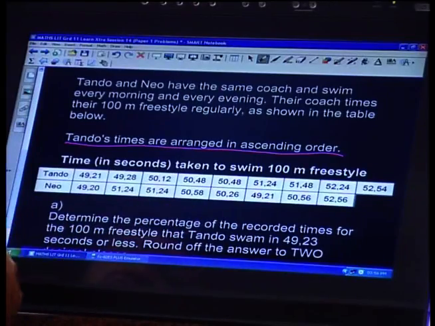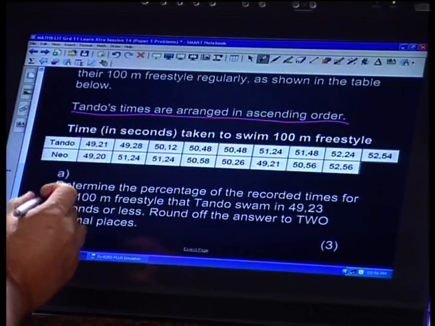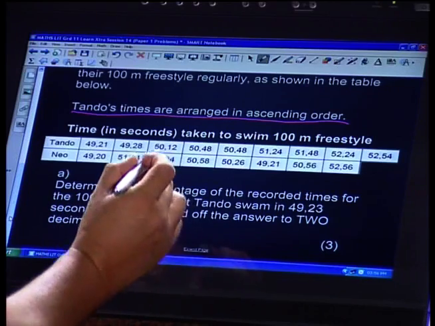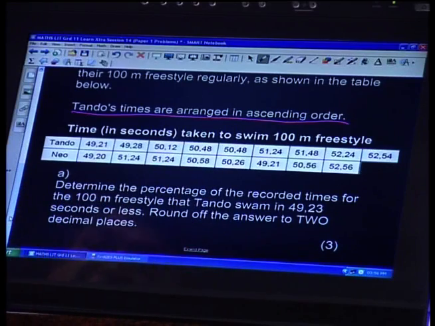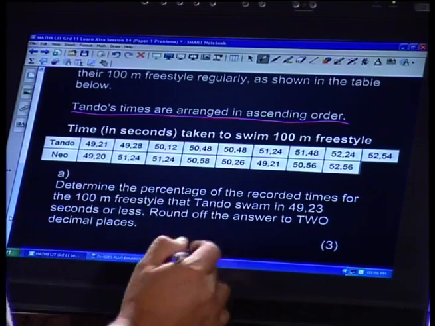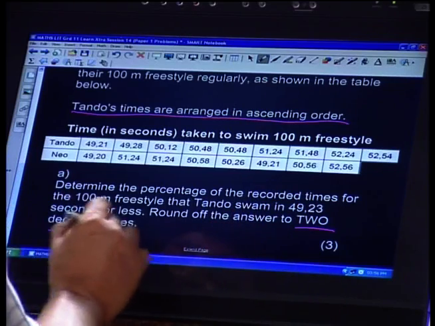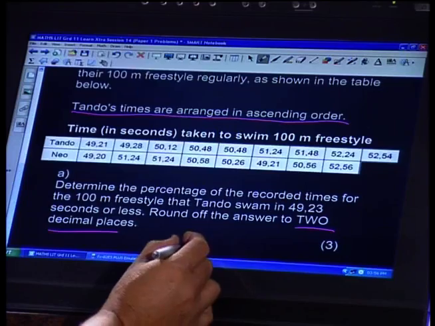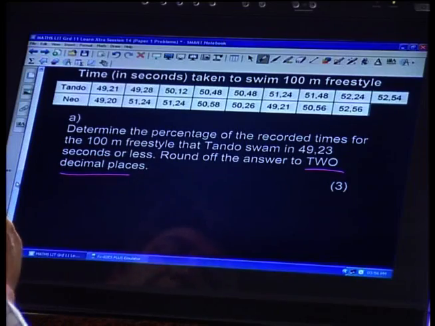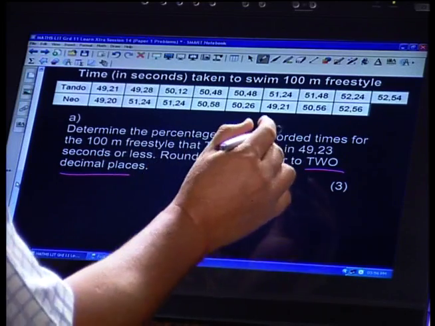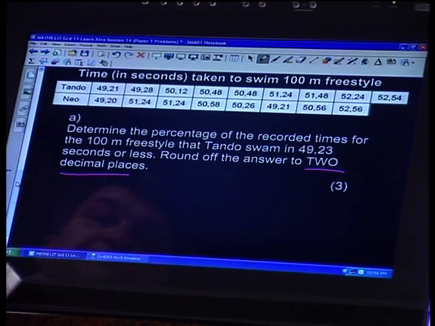So going down. Now, determine the percentage of the recorded times for the 100-meter freestyle that Tandu swam in 49.23 seconds or less. Round your answer to 2 decimal places. Okay, so the first thing we've got to do is determine how many times Tandu swam in less than 49.23. Well, unfortunately, Tandu is not that good. He only did it once.